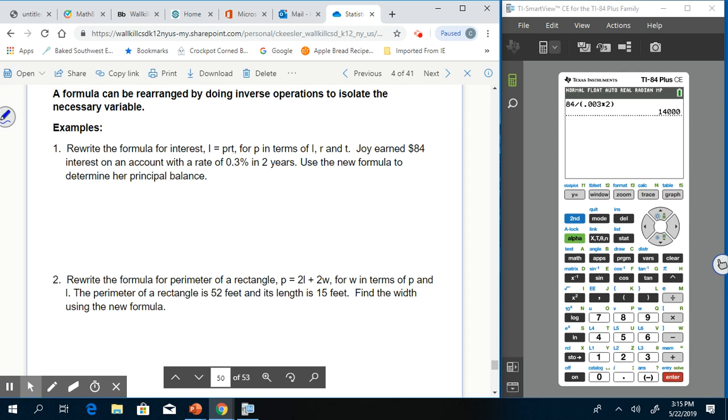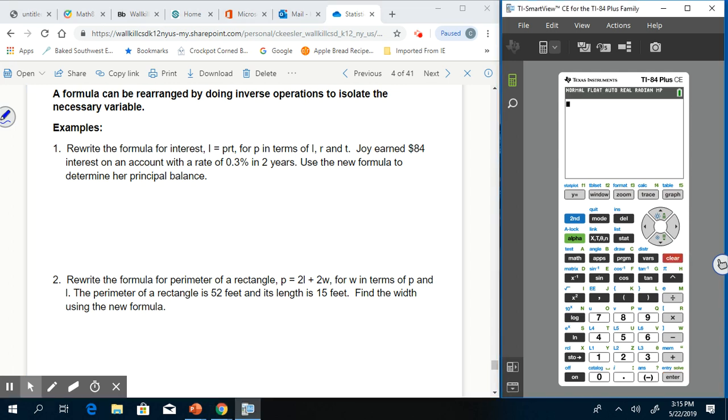Hey gang, so today we're going to be rewriting equations to solve for a particular variable and using it to solve some real world problems. So taking a look at this, when we're doing it, we want to use inverse operations to isolate the necessary variable. So if everything's being multiplied, obviously we're going to divide. If something's being added, we're going to subtract it. If something's being subtracted, we're going to add it. If something's being squared, we're going to take its square root.